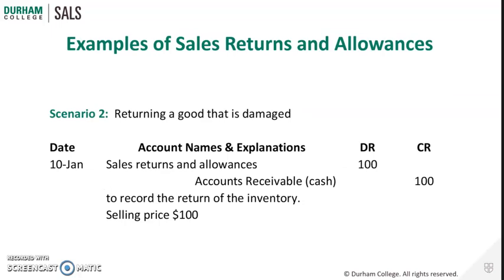In the second scenario, let's say that the calculator that they bought was damaged. There was nothing we could do about it. It's beyond repair, and so the customer returned it to us. So we're going to debit sales returns and allowances for the full price of what they paid, $100, and we're going to credit accounts receivable, or give them cash if they paid cash, and we're going to credit that $100.